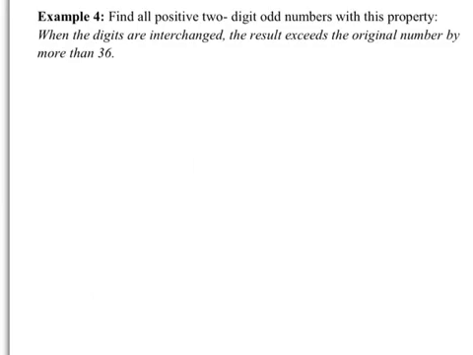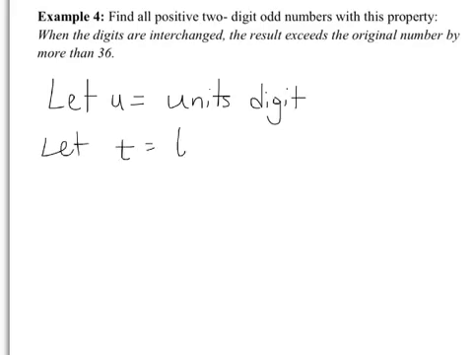Alright, so let's write our let statement now. Let's call the number tu. So let u equal the units digit, and let t equal the tens digit. So, right now, our number would be tu. Again, t represents the tens digit, and u represents the units digit. Now, with that statement, take a look at our problem. It says when the digits are interchanged, so when it's changed to become ut, like that, the result exceeds the original by more than 36.